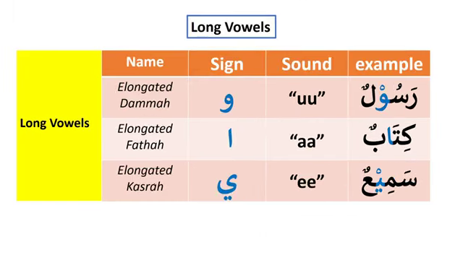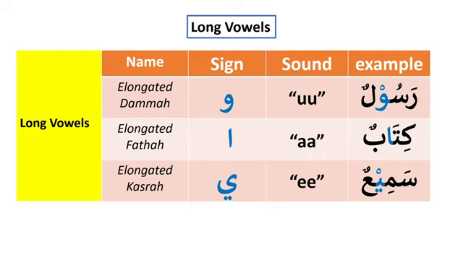Now we move on to the long vowels. So what are the long vowels? They are basically elongated Dhamma. So what happens? The Dhamma becomes longer. So Dhamma, Fatha, and Kasra, we prolong them for 1 second. And when we talk about the long vowels, normally we prolong them for 2 seconds.